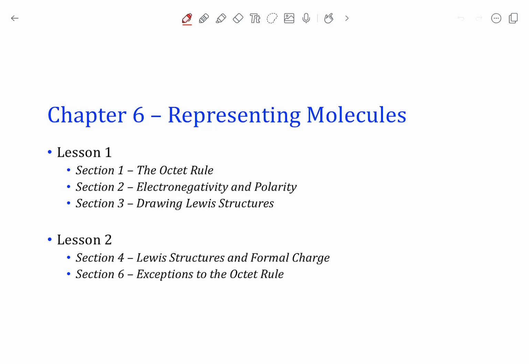Hi everyone, Dr. Burns here with our second lesson in Chapter 6, Representing Molecules. And in this lesson, we are going to learn about our Lewis structures and formal charge, as well as some of our exceptions to the octet rule.